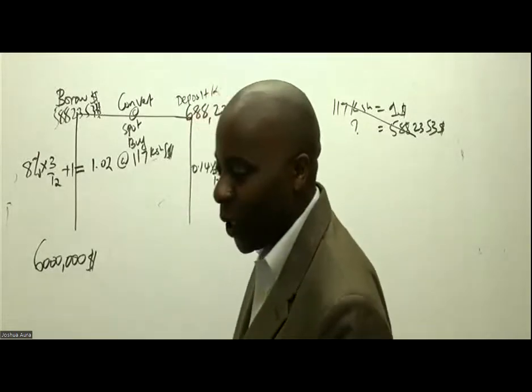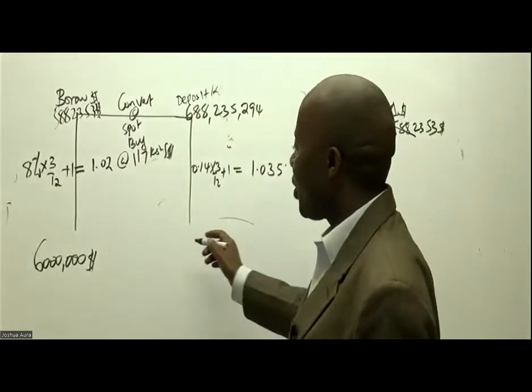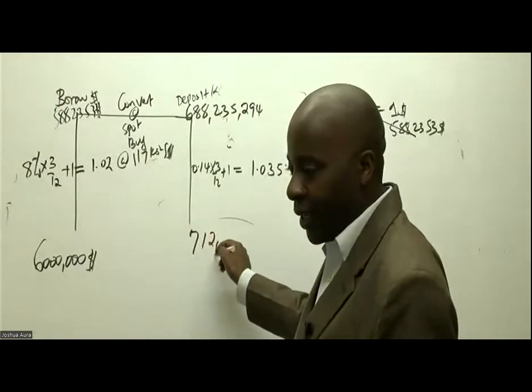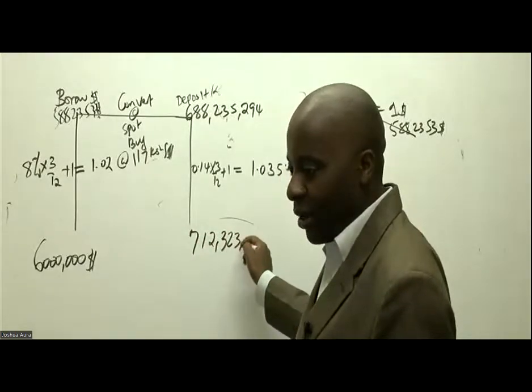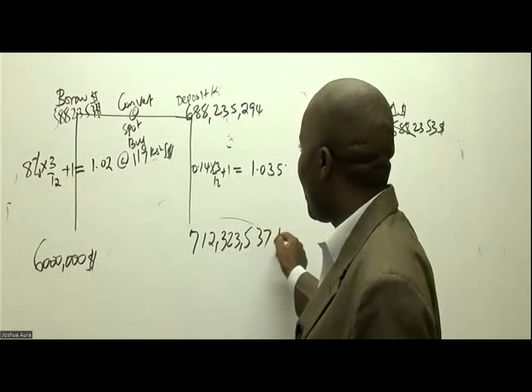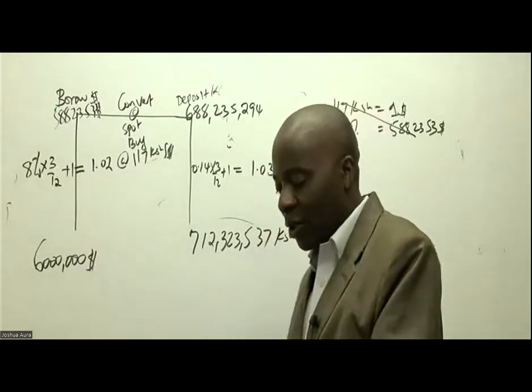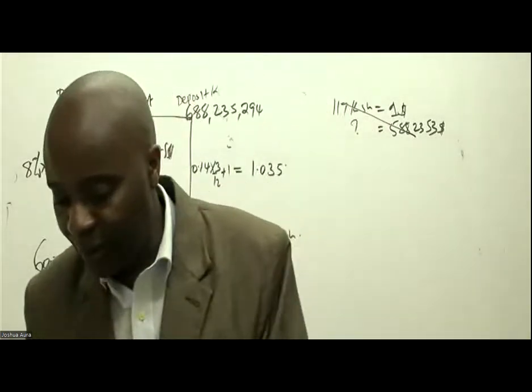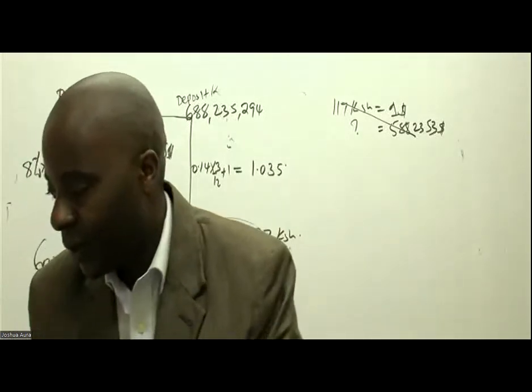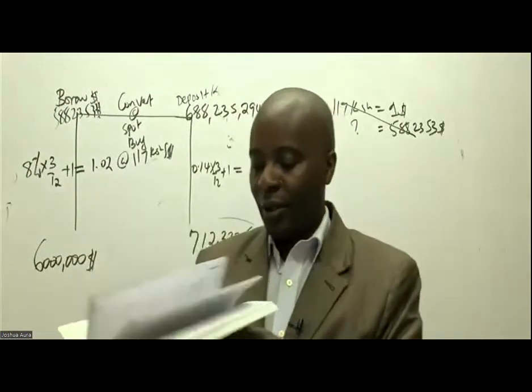So when you multiply it down, I'm supposed to be getting 712,323,537 Kenya shillings. Thank you very much. Let's go to November 2018, unless there is a question.